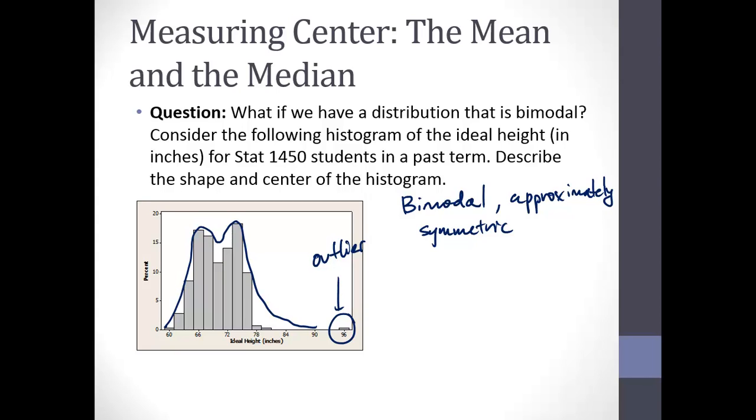Here we don't have the numbers in front of us, so we'll forgo that step for now and just go back to what we did in chapter 1 and mention that we have these two centers happening here. The males are centered around, I don't know, let's say 74 inches.